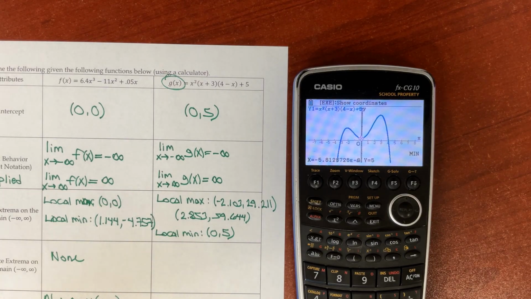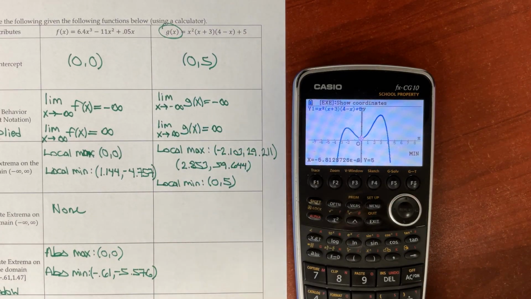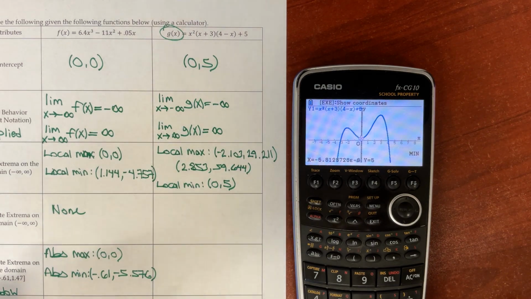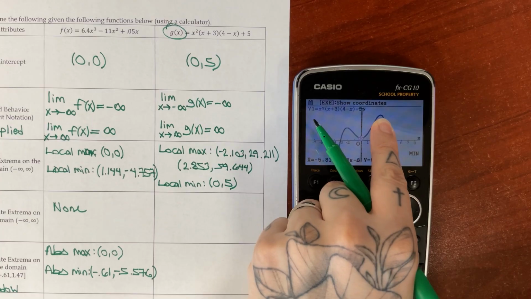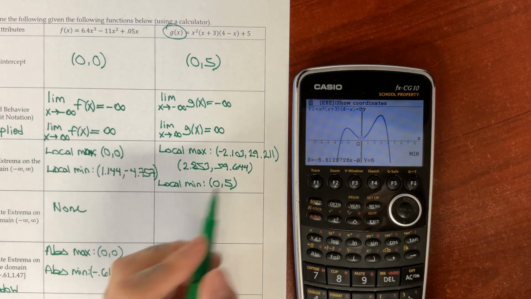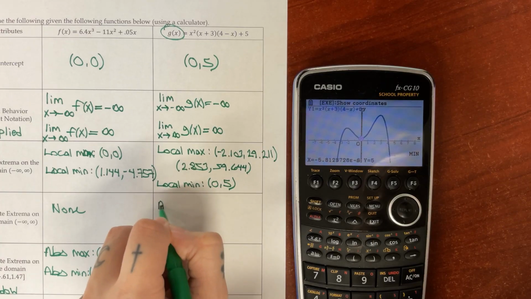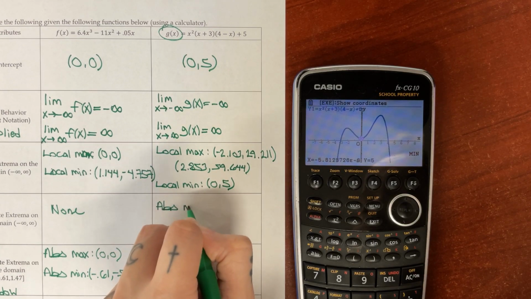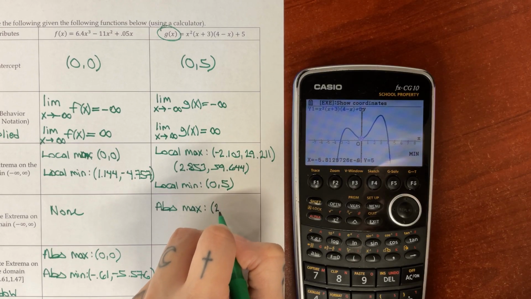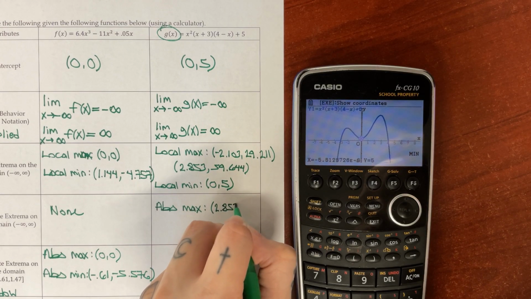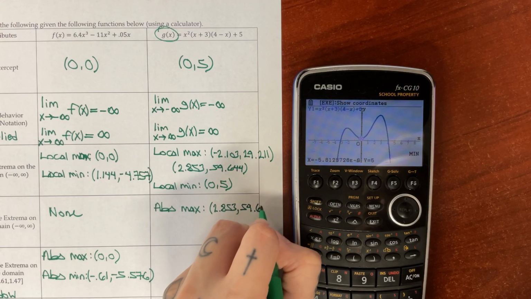Okay, so now we're going to look at the absolute extrema. Because our graph is going down and down on both sides, we're not going to have an absolute minimum, but we are going to have an absolute maximum. We can find the high of the high points. So that high of the high points is going to be this local max that's up here. So we're going to have an absolute max, and that's going to be (2.853, 59.644).